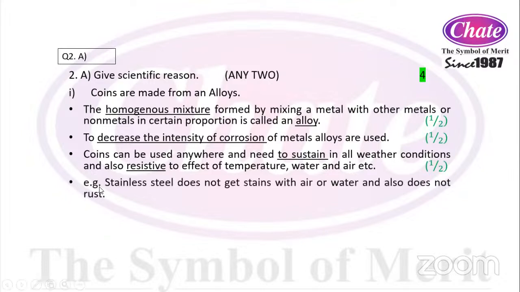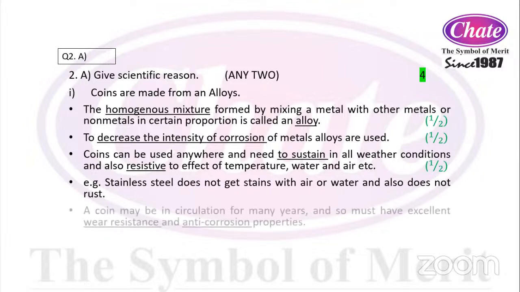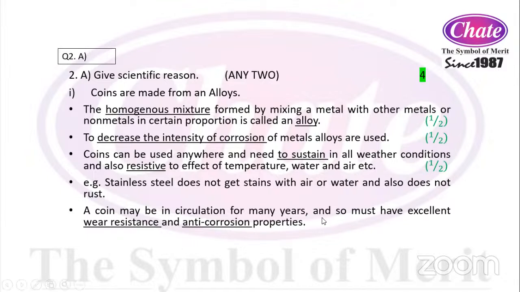Then you can give an example also. Stainless steel does not get stains with air or water and also does not rust. That we all know. Then next, a coin may be in circulation for many years, almost 30-40 years. The coins should be intact without any damage. So we need the coin to be in proper condition for that long a time. That is why wear resistance as well as anti-corrosion property should be there in the coin. These are the different things, and this can be achieved using metal alloys.